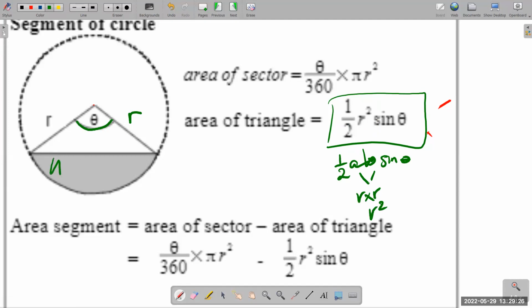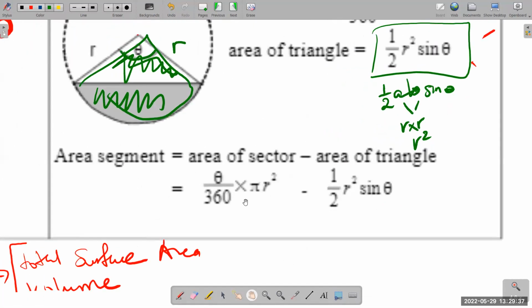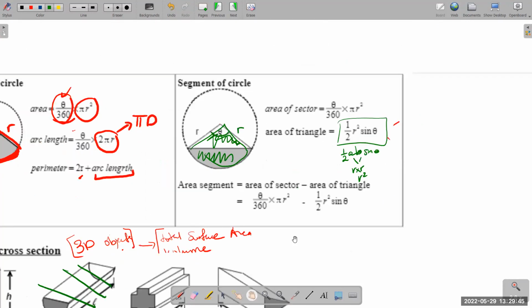So you want to find this area, you find the whole thing, and then you subtract the formula, the area for the triangle. So this part here is really the important part. This has come not often, but I just want to make sure you know what to do in case it comes. All right, so that's it for the circle.